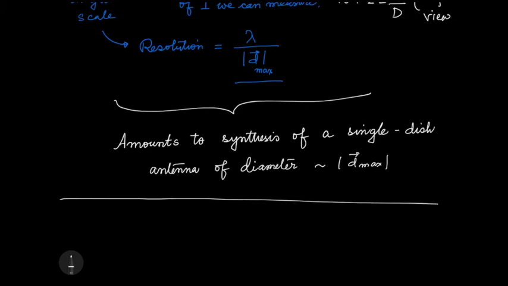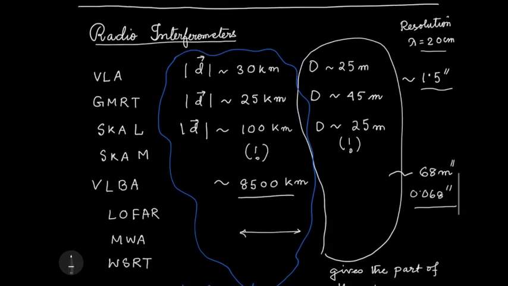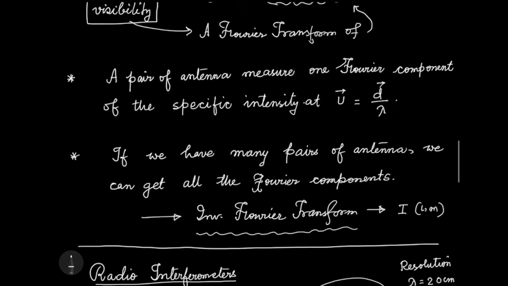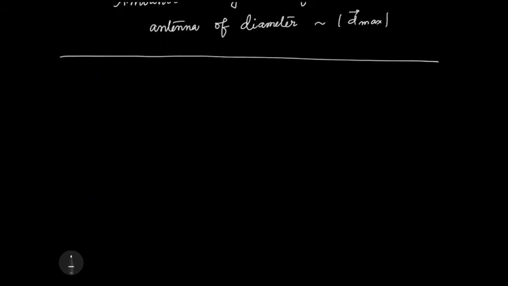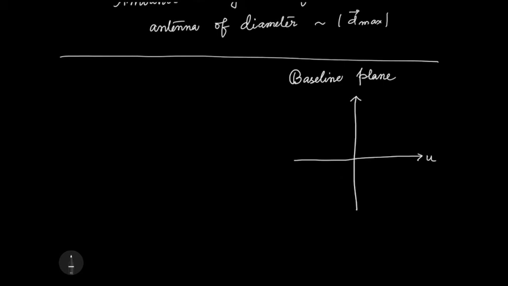One question still remains: how many antenna pairs do you need to get enough Fourier components? Say each pair of antennas measures one Fourier component. So how many antenna pairs do you need to measure all the Fourier components? What we are trying to do essentially is that I can now draw something we call a baseline plane, where I have this U and V, and I measure the visibility as a function of U and V here.